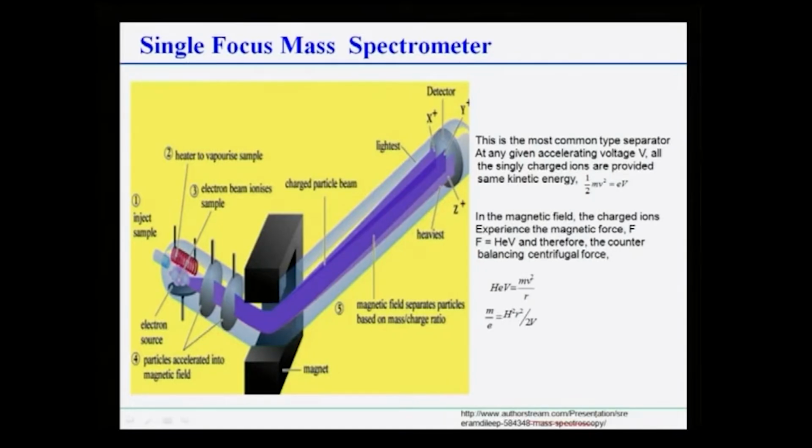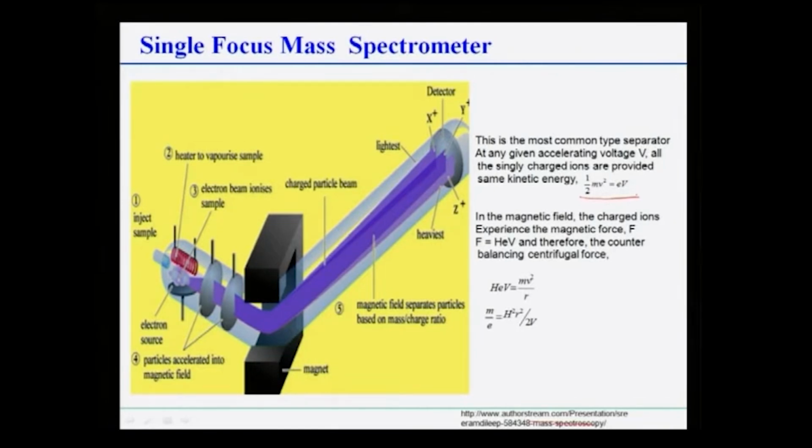What is done here? Let me first explain the theory. This is the most common type of separator. At any given accelerating voltage V, suppose all the singly charged ions are provided some kinetic energy, given by the electronic charge e multiplied by the accelerating voltage V, which must be equal to the kinetic energy of the charged species, that is half mv square.